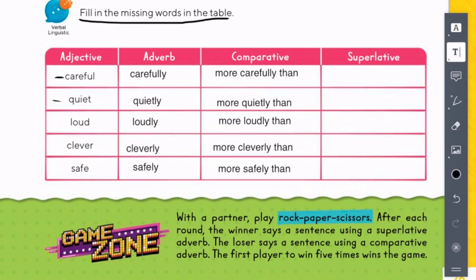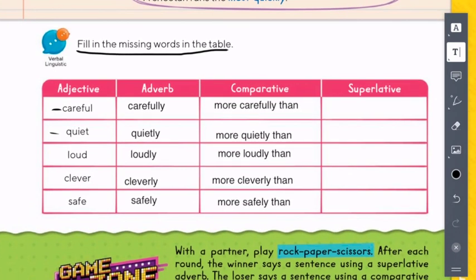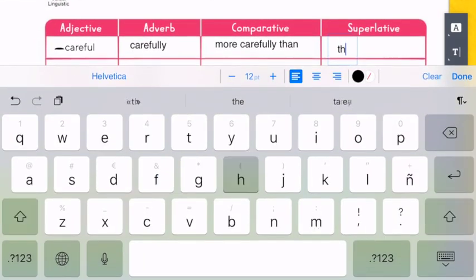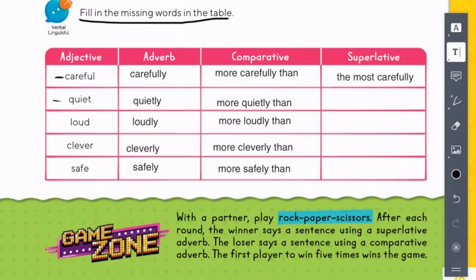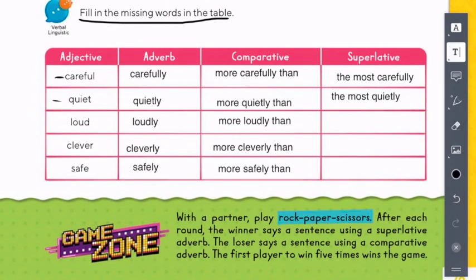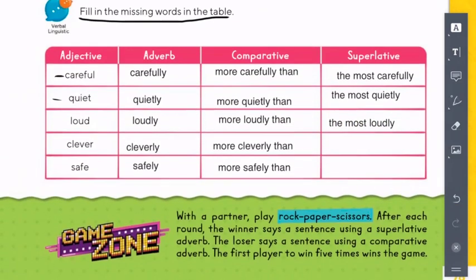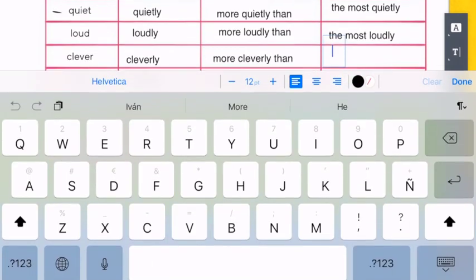Remember? If the adverb is carefully, how can we turn it into superlative? Most. Correct. The most carefully. Quietly. The most quietly. Loudly. The most loudly. Cleverly. Superlative. The most cleverly.